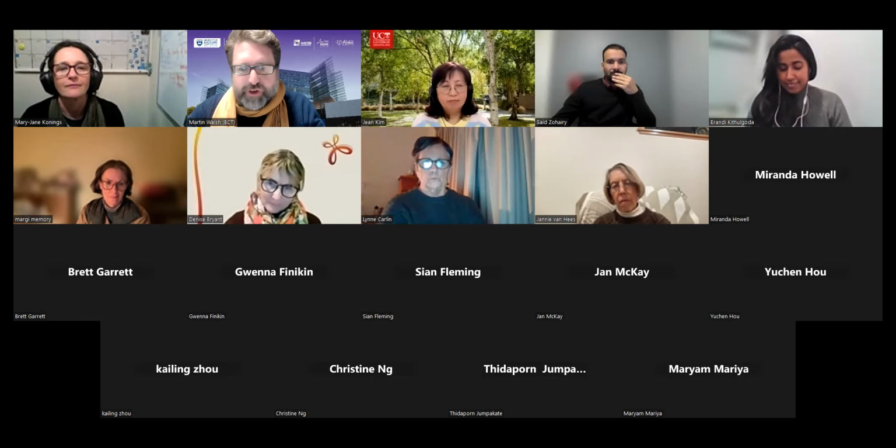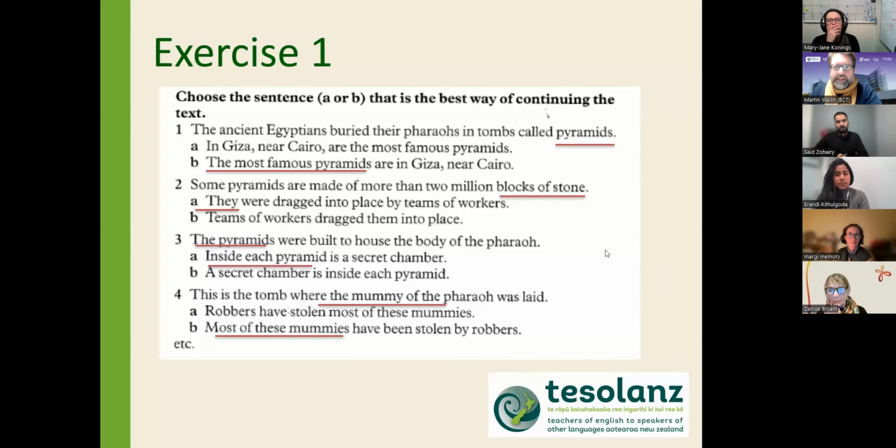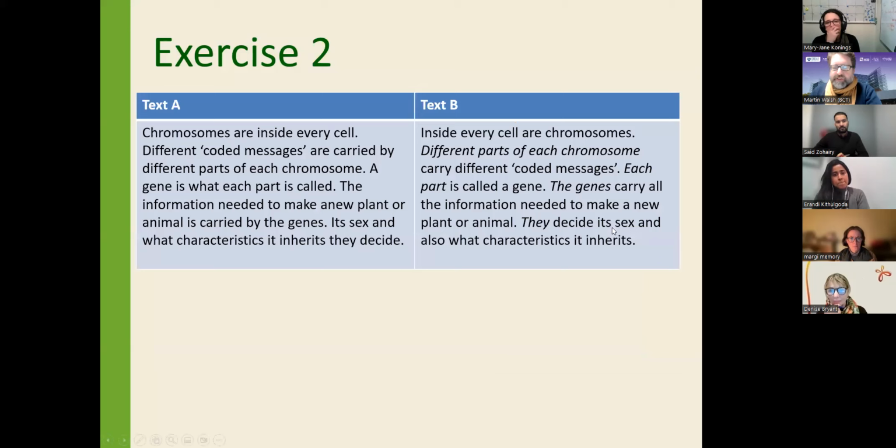Okay, I think I should pause recording. And then for the second exercise, did you think that text B was better, easier to read? Okay, great. Would anybody like to just say what concept those exercises are illustrating?